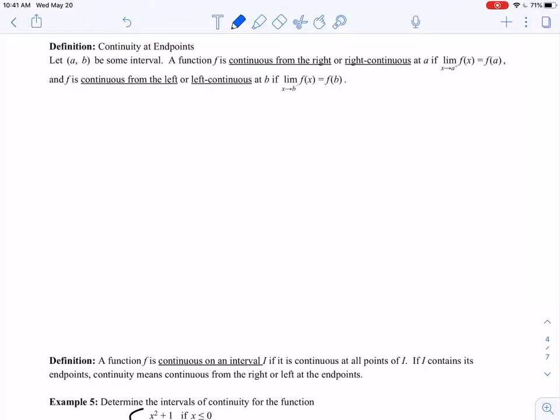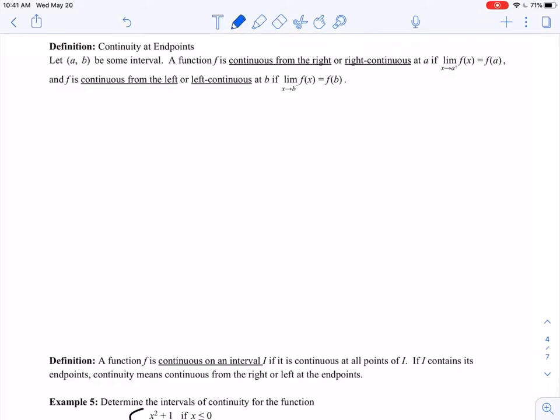Here we'll take a look at what continuity at the endpoints of an interval might look like and what it might mean for a function to be continuous on a closed interval. So if we had something like a to b and we contained those two endpoints, we said it's continuous on this closed interval. What does that look like? What does that mean?